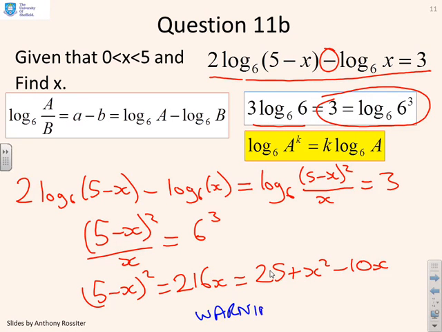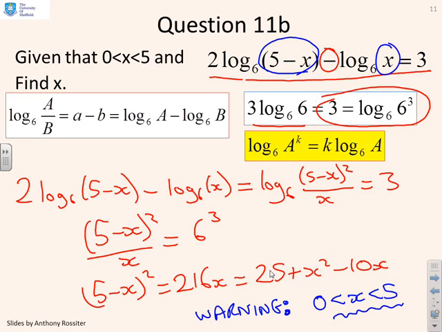When you solve this using your quadratic formula, please remember that it insists that 0 is less than x is less than 5. Because you'll notice we've got a 5 minus x, so x has to be less than 5, because otherwise you'll get log of a negative number, and we've similarly got log of x, so x has to be greater than 0, or again you'll get log of a negative number. So when you put your answer in, please make sure that you enforce that property.